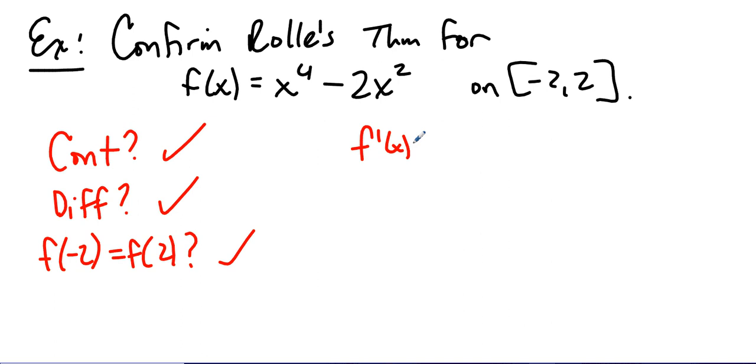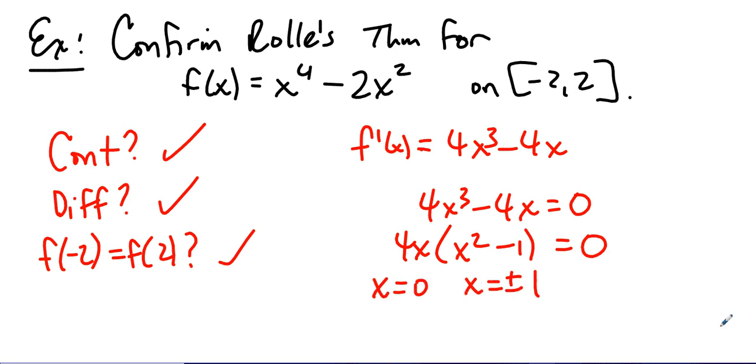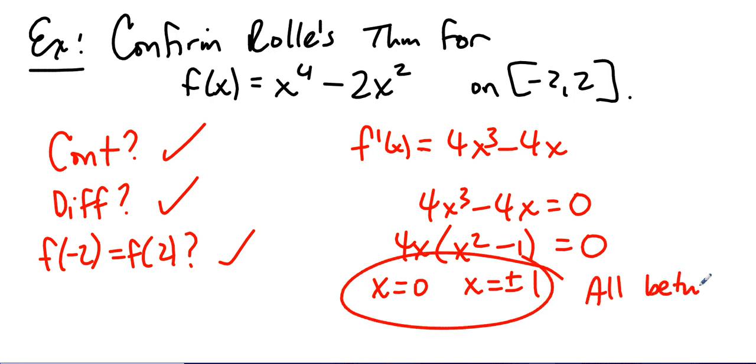So f prime of x is 4x cubed minus 4x. Does that in fact equal 0 at some place between -2 and 2? Yes, it happens at 3 different values between -2 and 2. All of these are between -2 and 2, so we're fine.